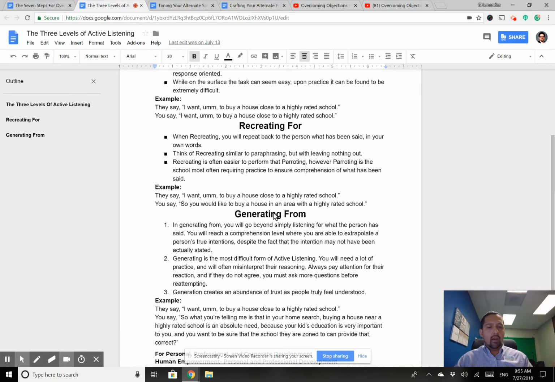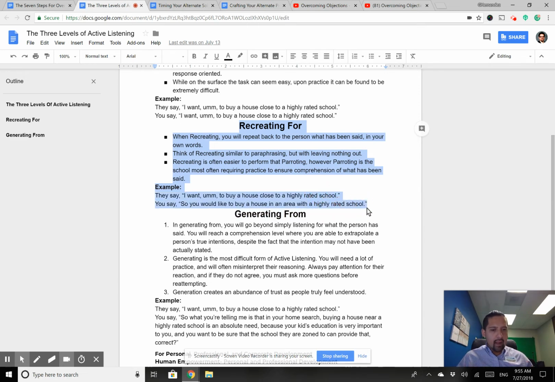Now remember, the second level is recreating. You are going to paraphrase what they said. So if somebody says, oh, I think I like chocolate ice cream better than vanilla, you're going to repeat, oh, so you seem to think that chocolate is a better ice cream than vanilla. I'm not going to repeat word for word what they said, but I'm going to paraphrase for them what they said.